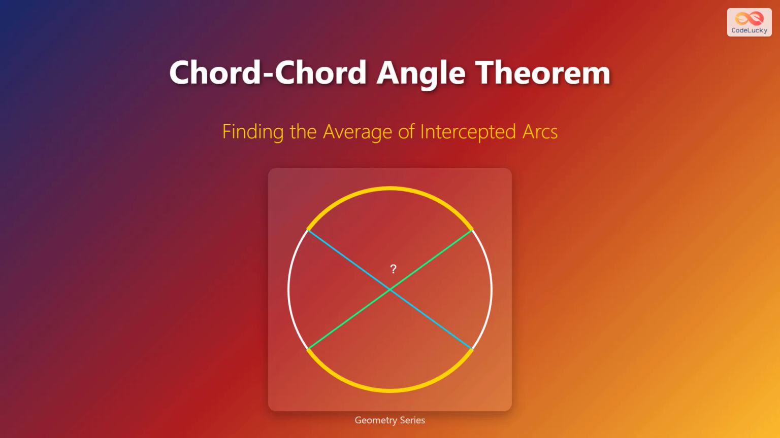Today, we are going to learn about the Chord-Chord Angle Theorem, specifically focusing on how to find the measure of an angle formed by two intersecting chords inside a circle. This is a fundamental concept in circle geometry that relates angles to the arcs they intercept.